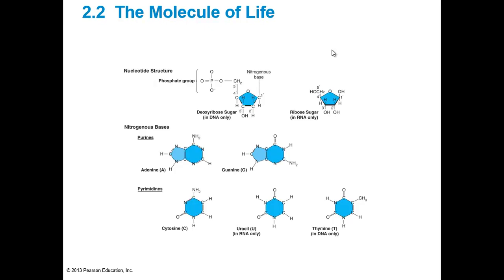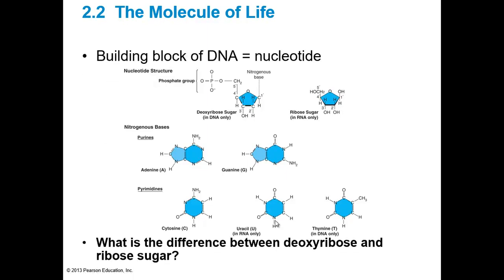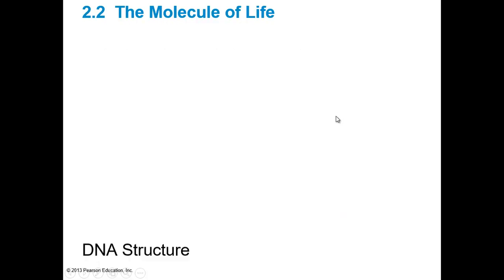Okay, and here you can see the different nitrogenous bases. Purines are double ring structures, adenine and guanine. Pyrimidines are single ring structures, cytosine, thymine in DNA, and then uracil in RNA only. And the difference between ribose and deoxyribose is the oxygen on carbon 2. Up here where I'm pointing, there is no oxygen on carbon 2, so we call it deoxyribose. And for plain old ribose, there is an oxygen on carbon 2.